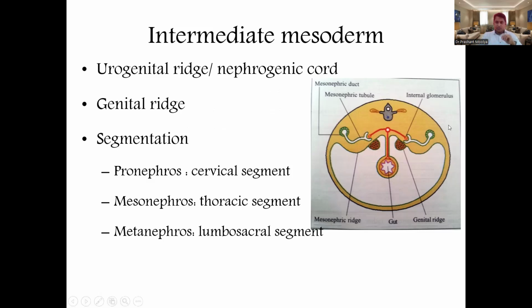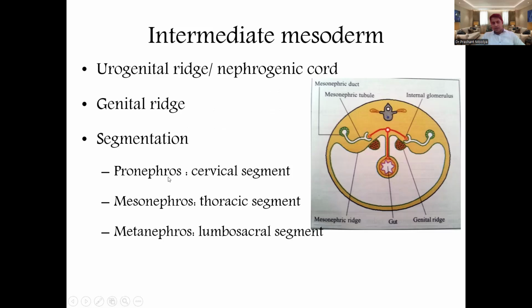So today we are focusing on this mesonephric ridge, which is segmented from the cranial to the caudal side. This segmentation happens in three manners. The kidney develops in three patterns in reptiles, birds, as well as mammals: the pronephros, mesonephros, and the metanephros. In the lower animals, the kidneys will be in the form of pronephros itself.